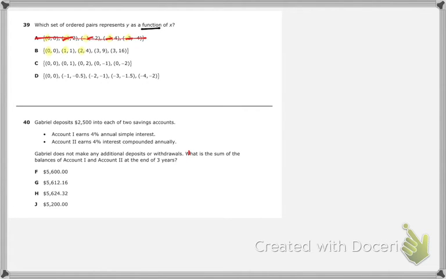B, we have a repetition here with the 3, so B is not my answer. Remember, we don't want x's to repeat. C, we got zeros. They're all repeating, so C is not my answer.